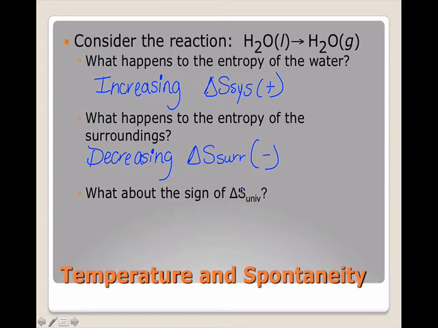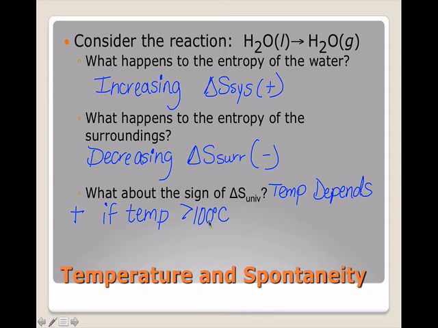What about the sign of delta S of the universe? Well, this is actually temperature dependent. It depends on what that temperature is, whether this is spontaneous or not. So delta S of the universe is going to be positive. This is going to be a spontaneous process if the temperature is greater than 100 degrees Celsius, because this will spontaneously happen above 100 degrees Celsius.